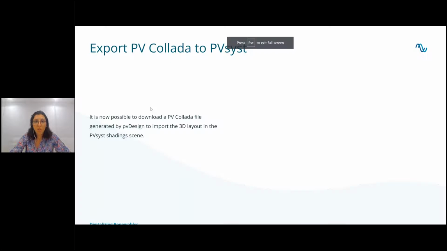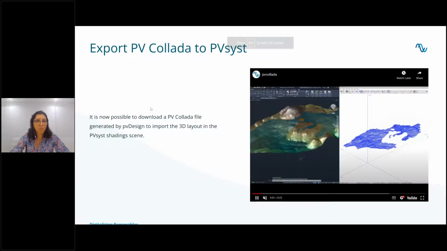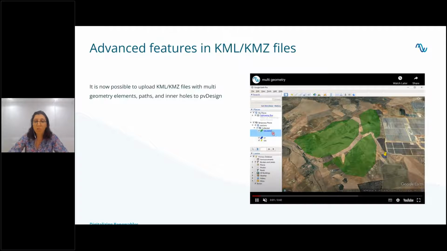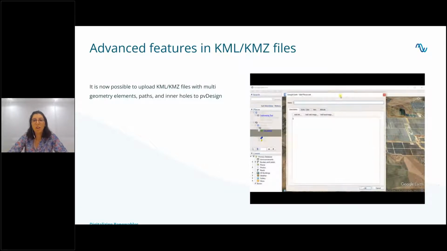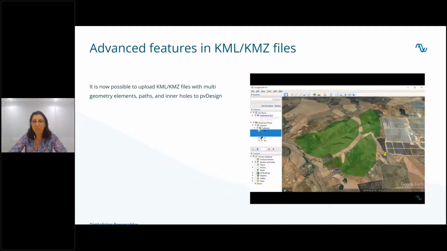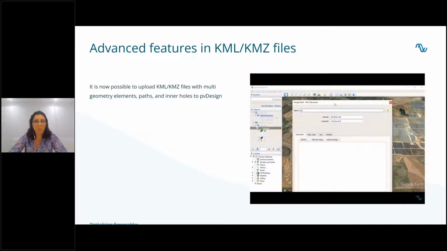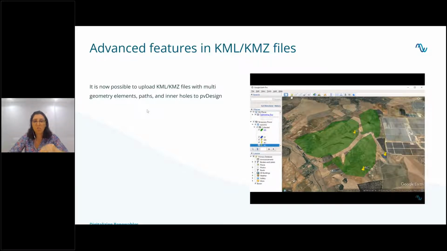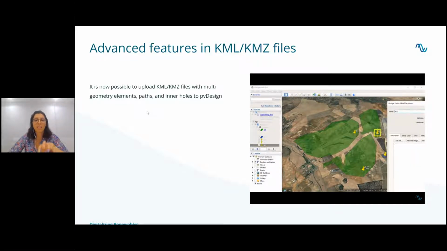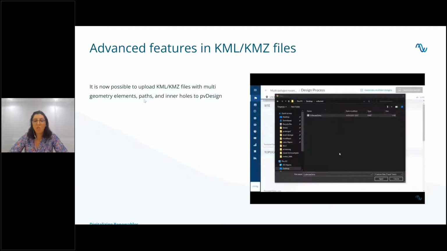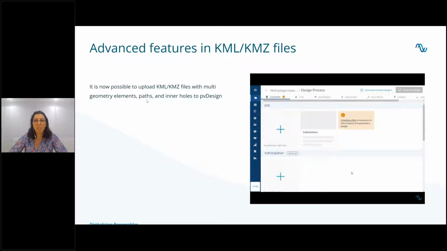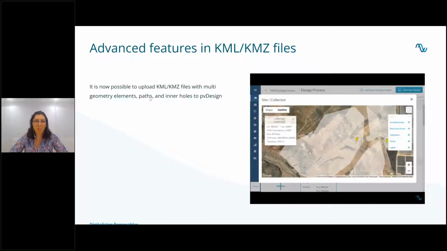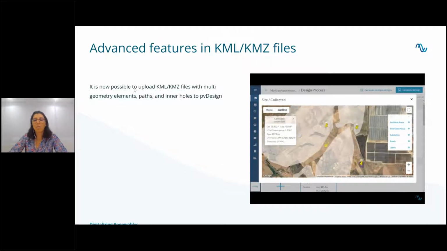The second feature that we launched in April was the advanced features in the KML and KMZ files. As most of you know, the KML or KMZ file of the site is the very first step in starting the design process on PV Design. We noticed that there was an error rate regarding the KML and KMZ because of some limitations in the elements that the software accepts for the site. So to reduce this error rate and also reduce the time users spend going back and forth between Google Earth and PV Design, we decided to give more flexibility.